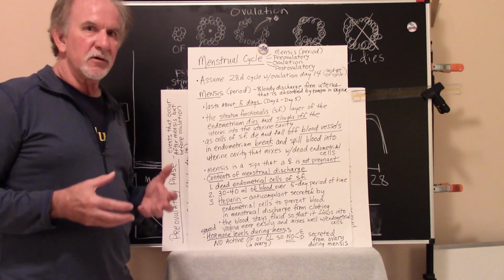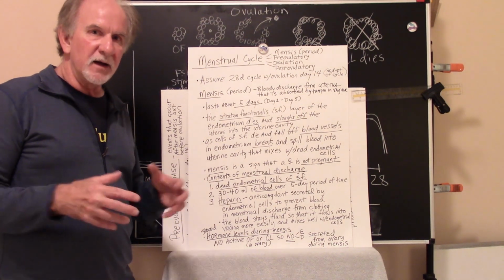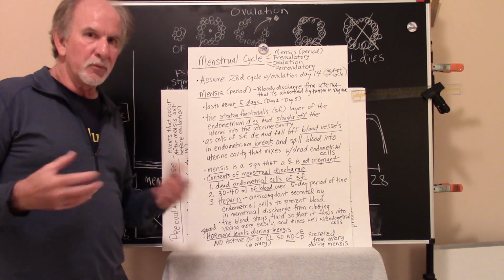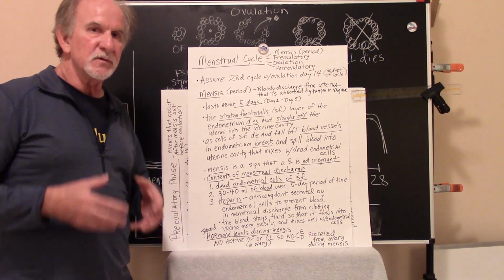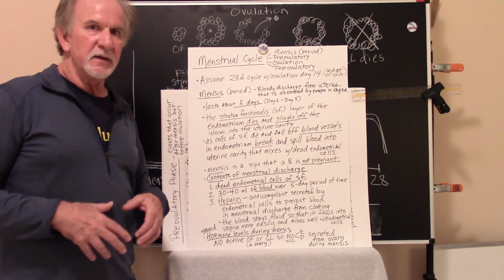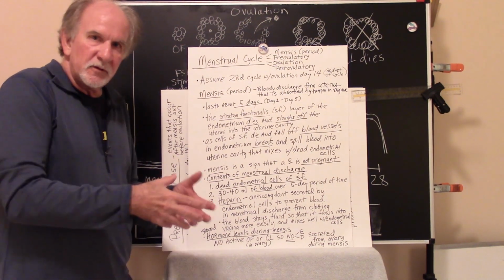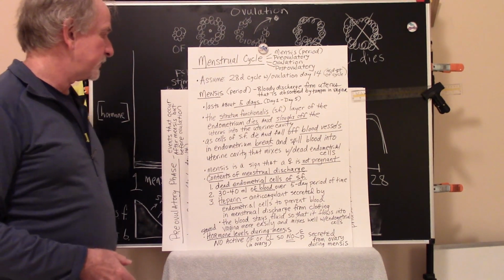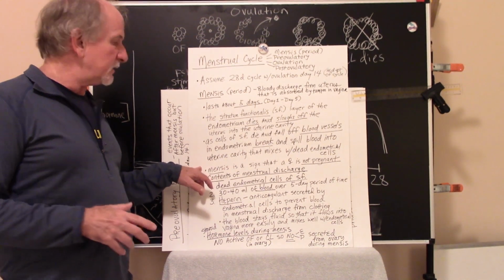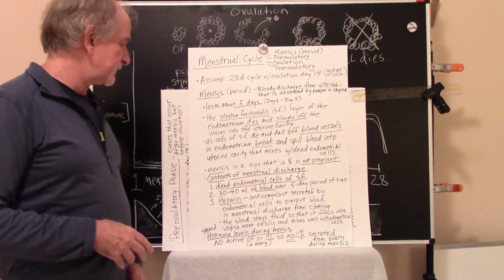So the bloody discharge is the sloughing off of the dying and dead functional layer cells into the uterine cavity and the breakage of blood vessels in the endometrium that mixes with these dead endometrial cells to form this discharge that then would go from the uterine cavity down into the vagina. So, menses, or a period, is a sign that a female is not pregnant.